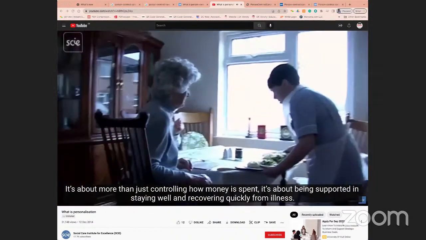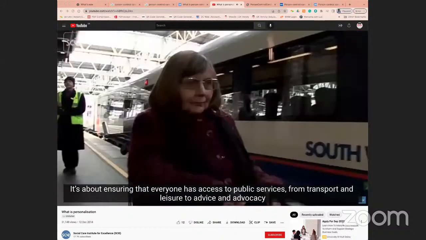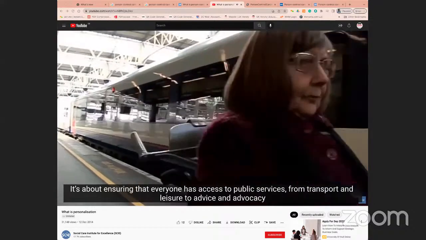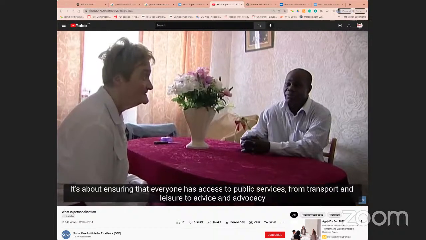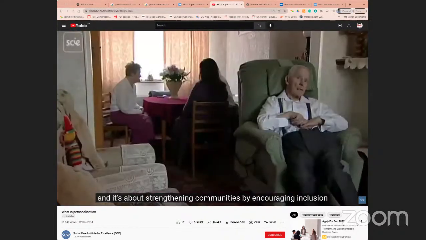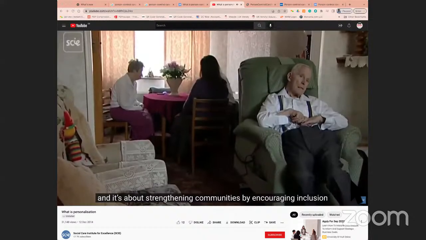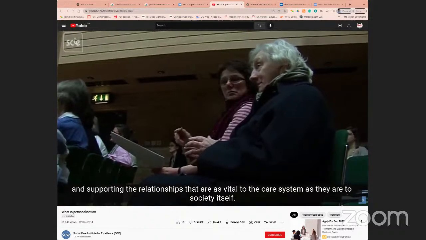It's about being supported in staying well and recovering quickly from illness. It's about ensuring that everyone has access to public services, from transport and leisure to advice and advocacy. It's about strengthening communities by encouraging inclusion and supporting the relationships that are as vital to the care system as they are to society itself.